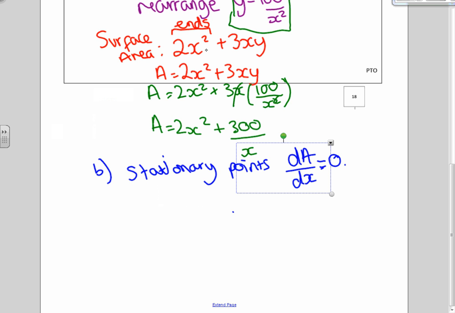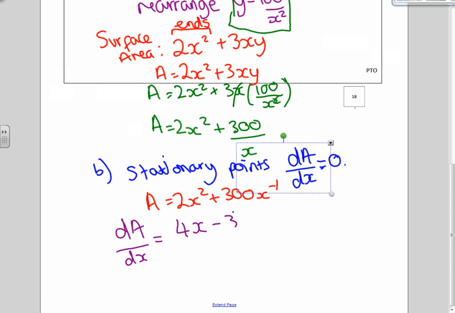So I'm going to use this and differentiate what I have here for the area. So I'm going to start off with A equals 2x squared plus 300 x to the minus 1. Okay, so now I can differentiate that. So dA by dx will be equal to 4x minus 300 x to the minus 2. Just multiplying by the power and then reducing the power by 1. So I want where 4x minus 300 x to the minus 2 is equal to 0.